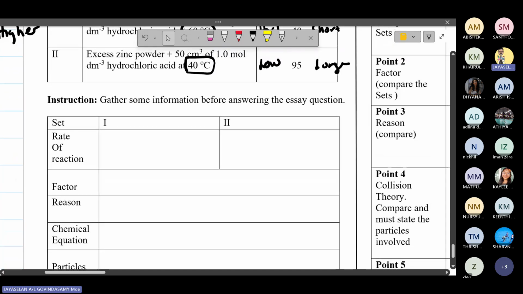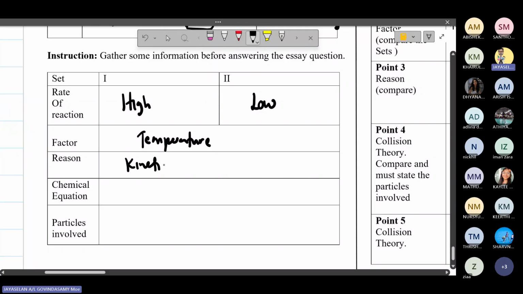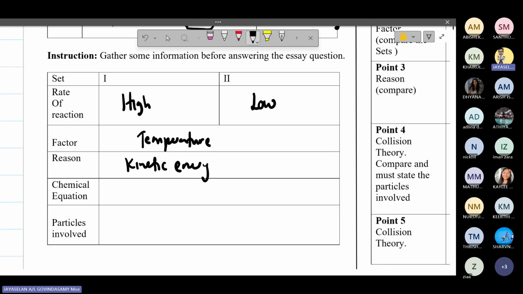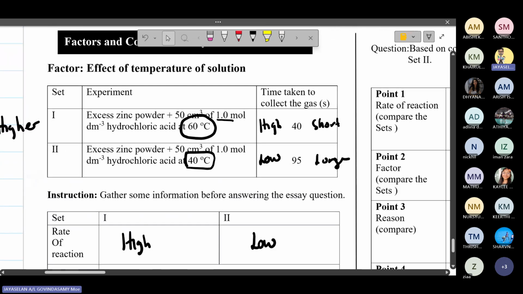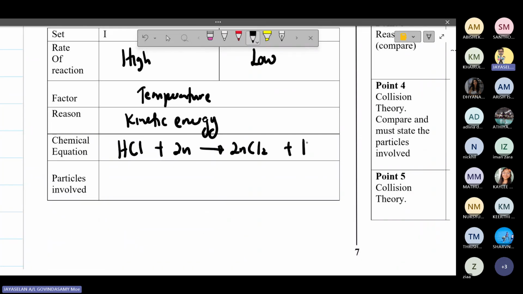Understand? So cuba dapatkan maklumat. So the set 1 rate of reaction high, set 2 rate of reaction low. Factor involved is what? Temperature. Mana satu tinggi? Set 1 tinggi, temperature. The reason, the kinetic energy of reacting particle. Nanti you bagi tahu particle apa? Okay, reacting particle in set 1 is higher than set 2. Chemical equation. Macam mana nak buat chemical equation? Hydrochloric acid react with zinc, you guys will get ZnCl2 plus H2. Balance ini dua, ini dua.